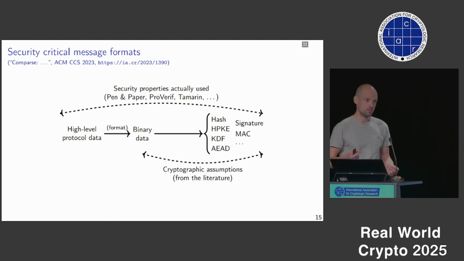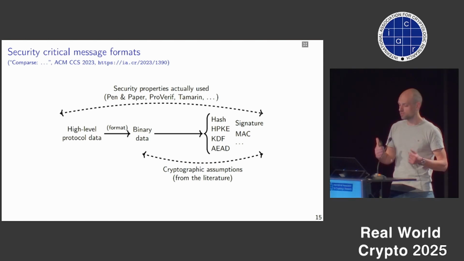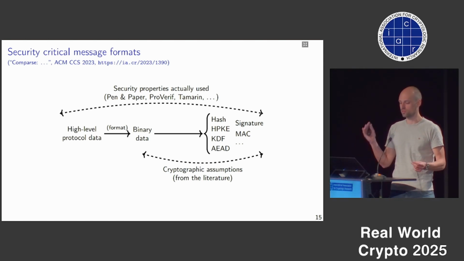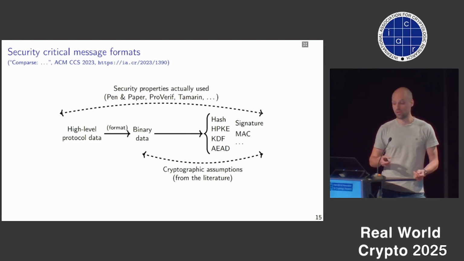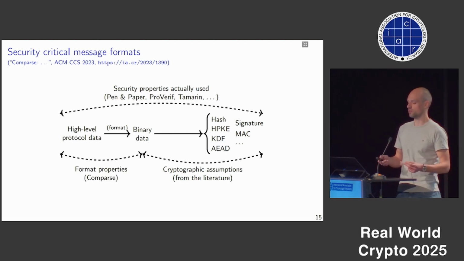So although our example is on signature, the problem is everywhere in cryptography. Every cryptographic function takes as input bytes, and the cryptographic assumptions we have are when we use them with bytes. However, the security properties actually used are when we use them with high-level protocol data. And we see there is a gap here, which is filled by the study of format properties.